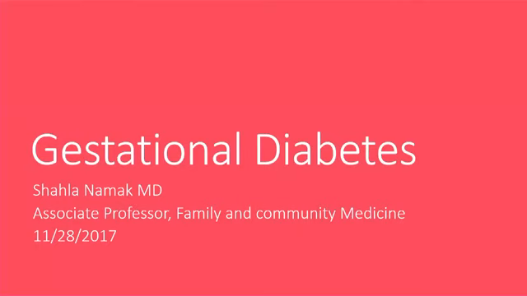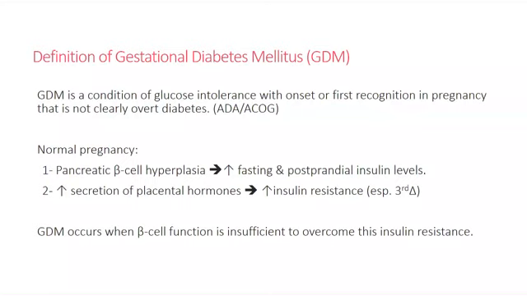Do we know why we call it gestational diabetes? It's very simple. It happens during gestation, with a woman who has no prior diabetes. So it just shows up in pregnancy. It's glucose intolerance with onset or first recognition in pregnancy that is not clearly overt diabetes. And both the ADA and the ACOG, the American College of Obstetricians and Gynecologists, agree on this.